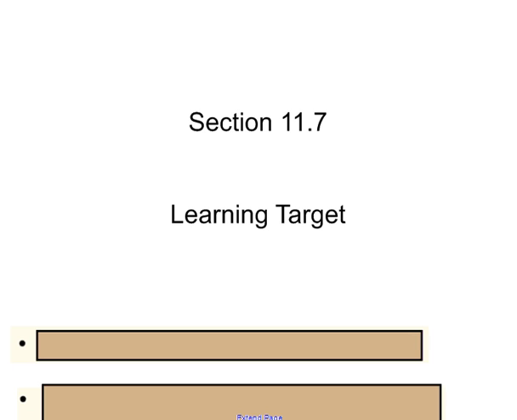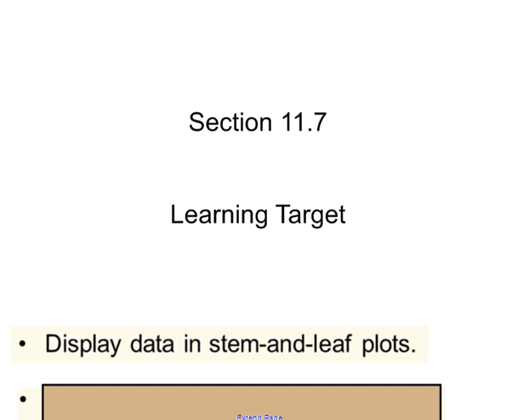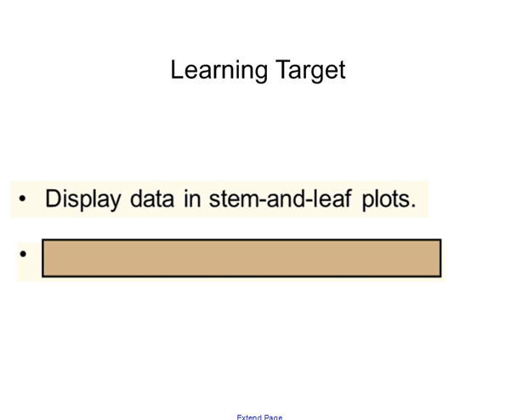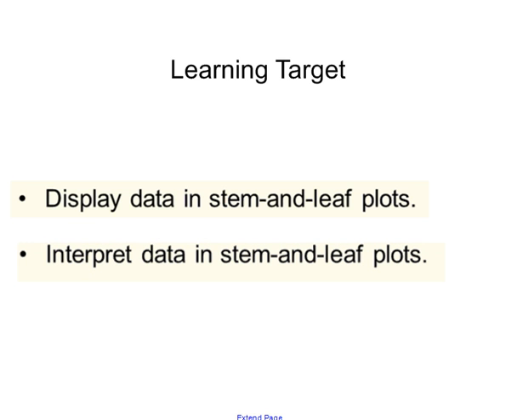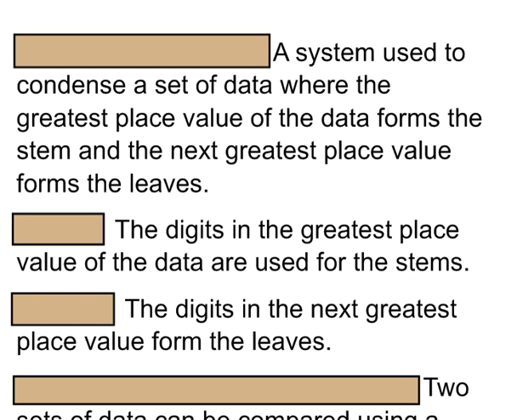Today we're going to be making our review video for section 11.7, that's chapter 11, section 7. And we're going to be looking at our learning target. Our learning target for today is to display data in stem and leaf plots and to interpret the data in stem and leaf plots. So let's look at the definitions here.